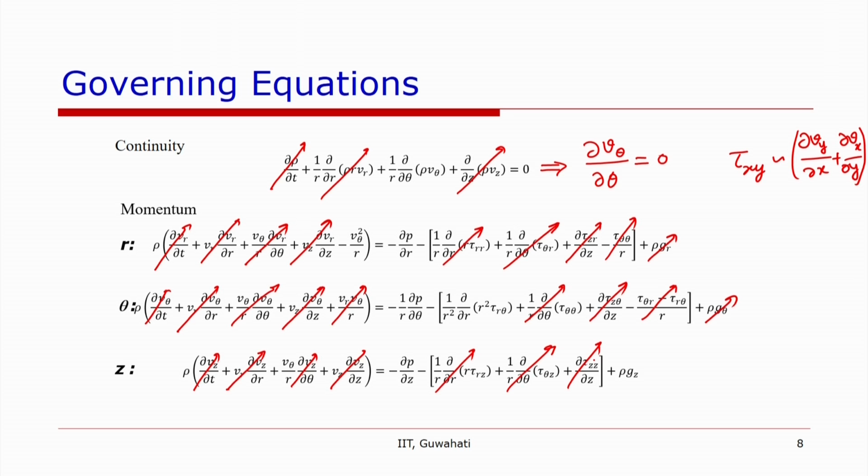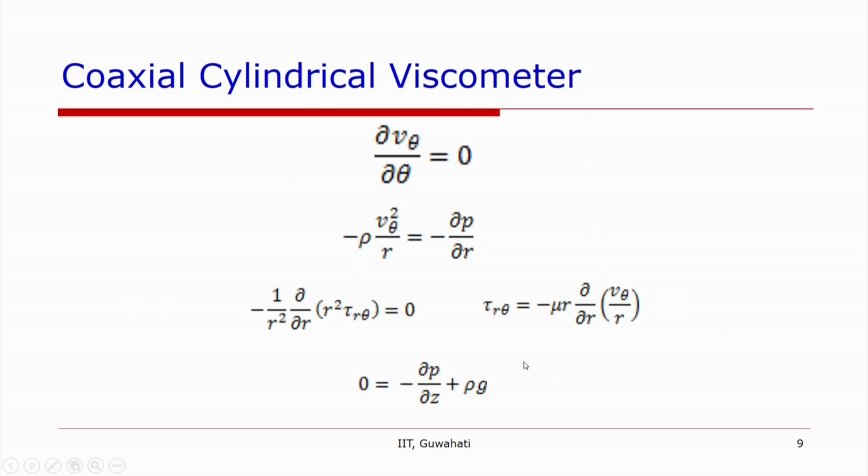So finally, we will end up with these terms. From the continuity equation, del v theta over del theta is equal to 0. From the r momentum equation, we get minus rho v theta squared over r is equal to minus del p over del r. So that shows how the pressure varies in the radial direction, and it is dependent on v theta. V theta is not a function of theta, as you can see from here.